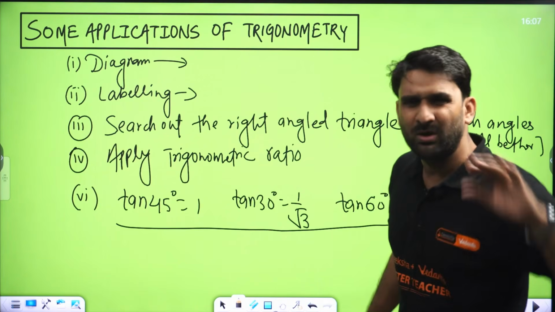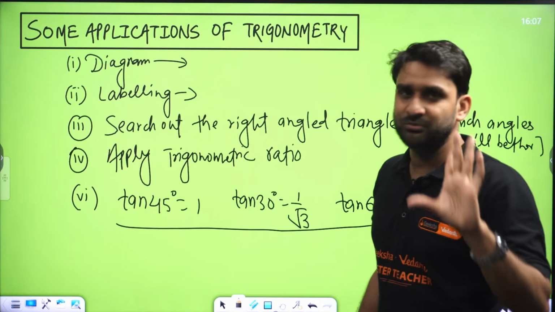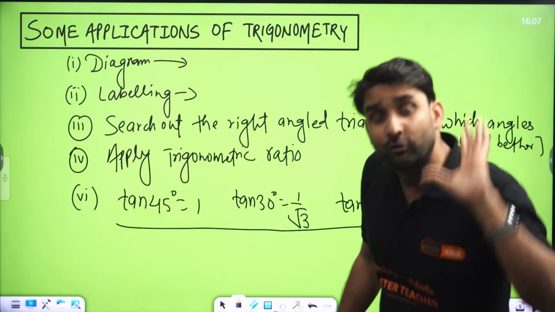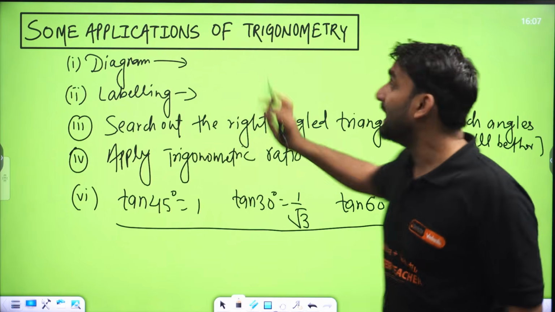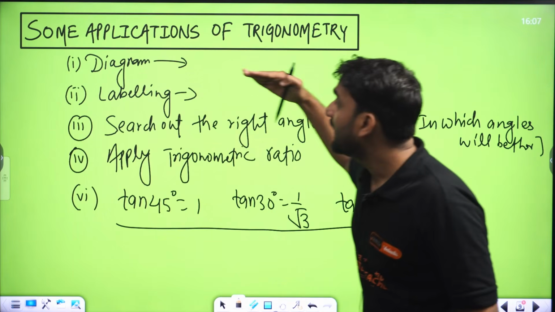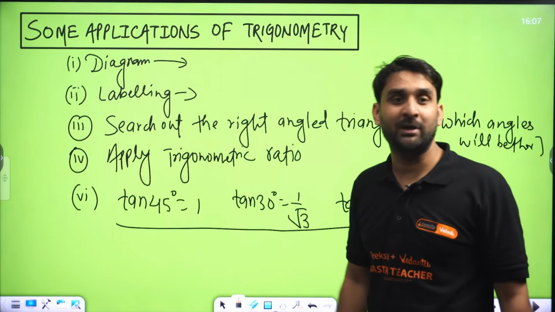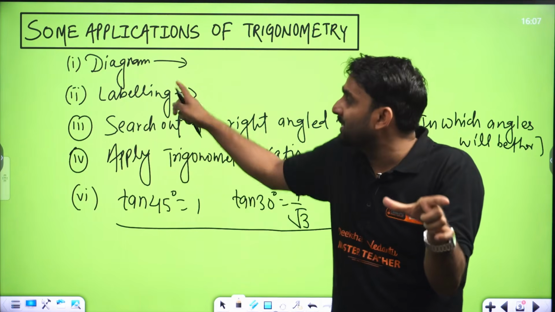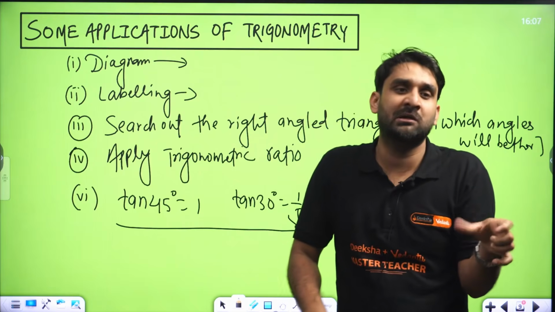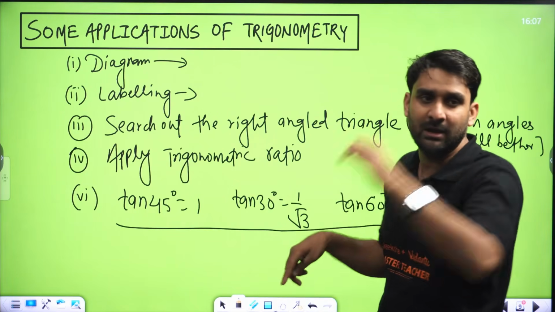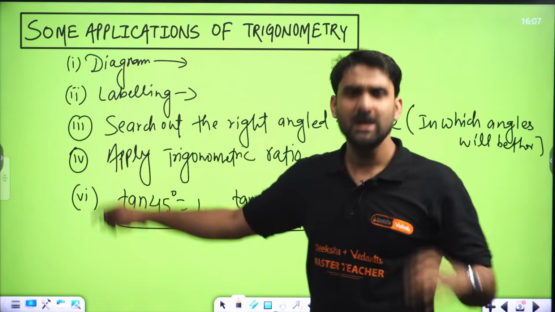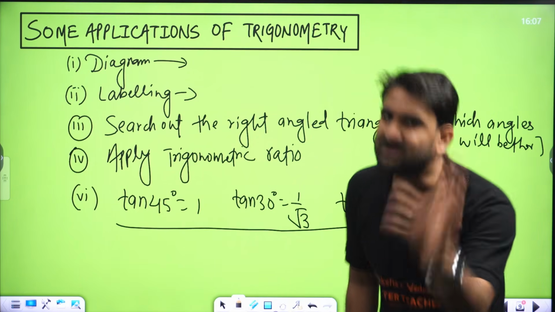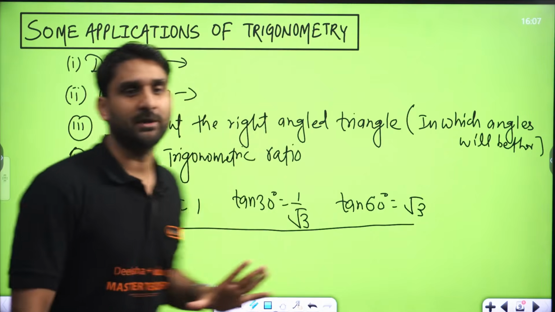Generally what I found is that you may get a 1 marker objective MCQ question, and a 4 to 5 marker question comes from this chapter. If you follow the diagram, labeling, and steps, my dear, 2 or 3 marks you can get. If you make the diagram clearly, write all the information, search and name the right angle triangle, and apply trigonometry, even if unfortunately you get stuck in calculation and don't get the correct answer, your 2 or 3 marks are still confirmed.